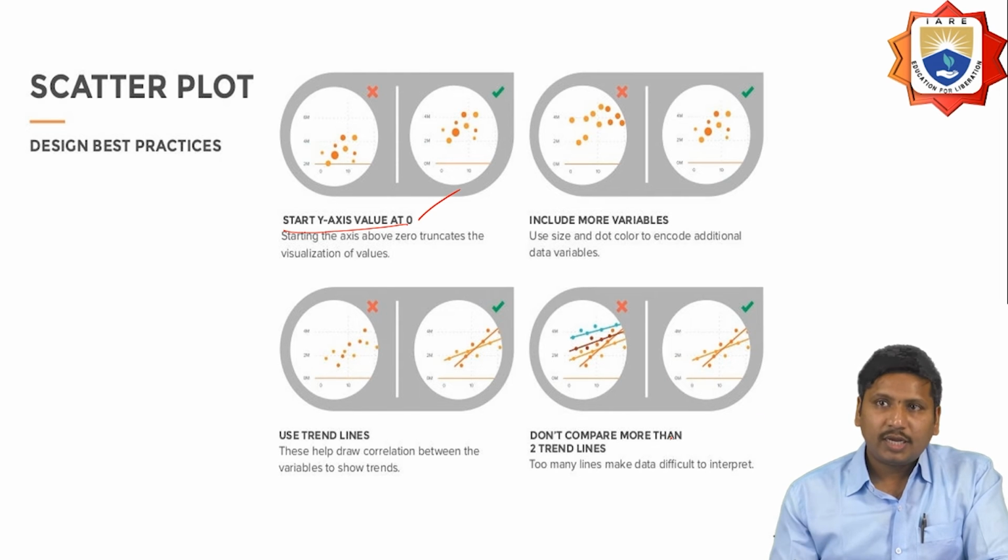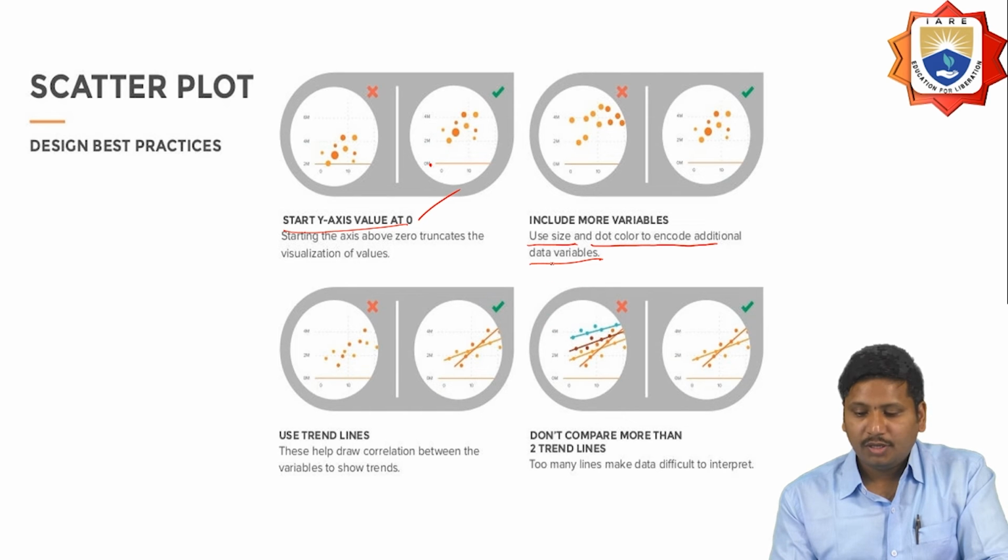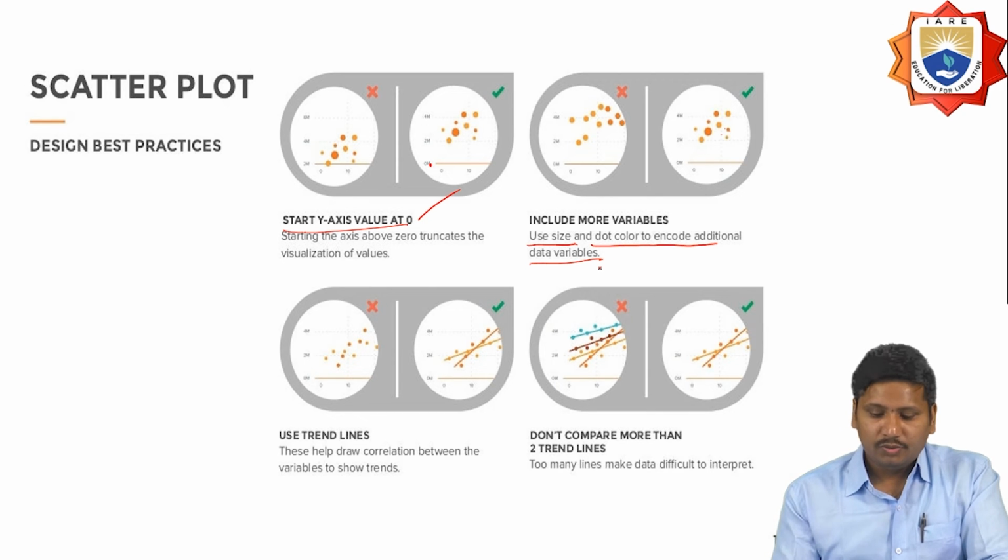While drawing the scatter plot, the value should start with 0 and include more variables. Use size and dot color to encode additional data information. So make the dots of different sizes, so that more than one variable appears to encode the additional data values.